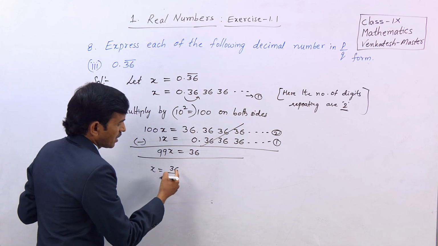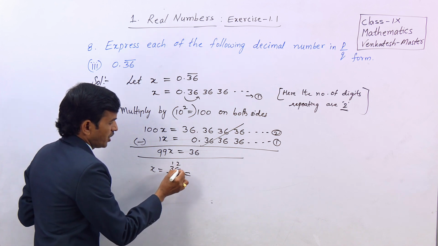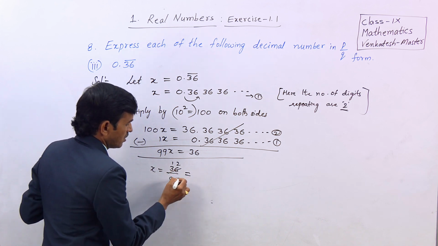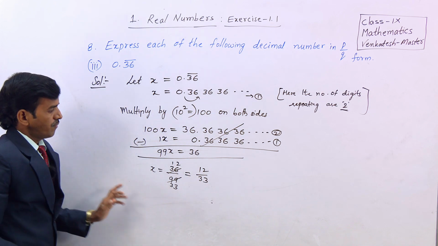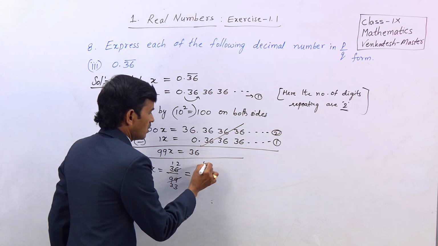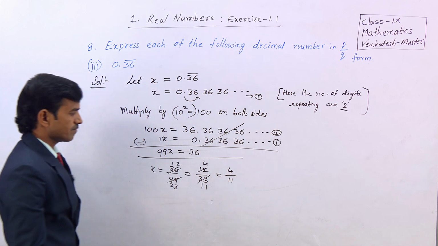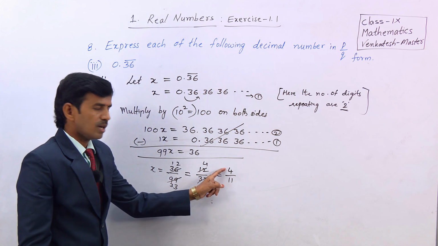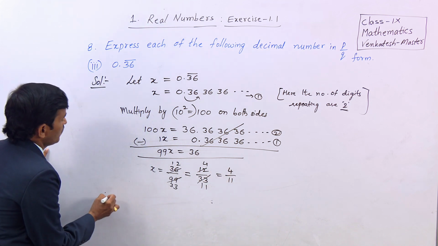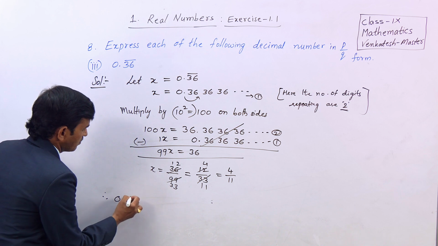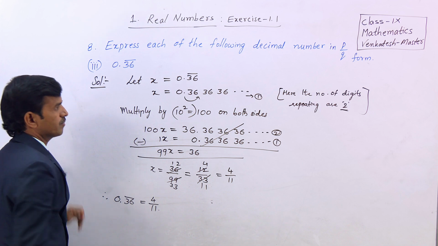So can we cancel this or not? Check it with the 3 table. 3 1s are 3, 3 2s are 6, 3 3s are 9, 3 3s are 9. So what will we get here? 12 by 33. Further, is it 3 4s are 12? Next 3 1s are 3, 3 1s are 3. 4 by 11. So 11 is a prime which is not a multiple of 4, or 4 is not a multiple of 11. We cannot cancel that. Therefore, 0.36 bar can be written as 4 by 11.